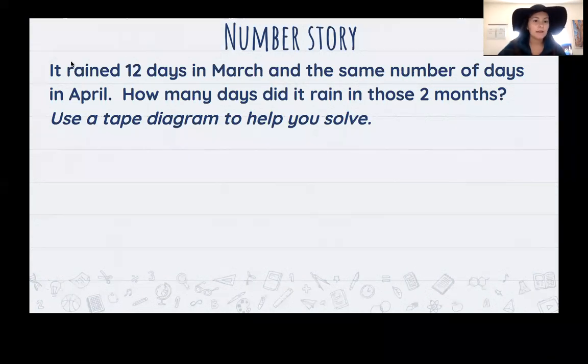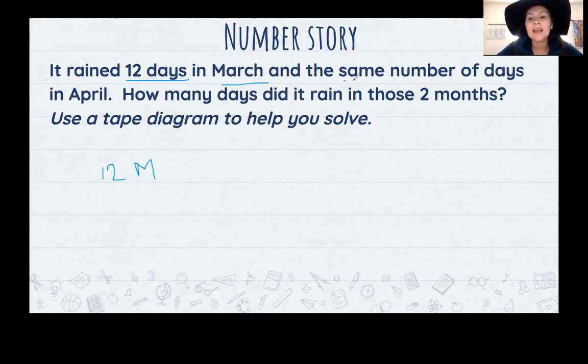All right, now that you've read it to yourself, I'm going to read it again, but I'm going to underline some really important words for us. So it says it rained 12 days. 12 days sounds important, so I'm going to underline 12. I'm going to write 12 days in March. So 12, I'm going to do an M for March.